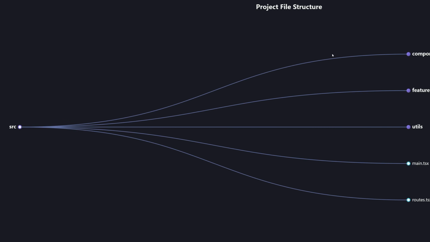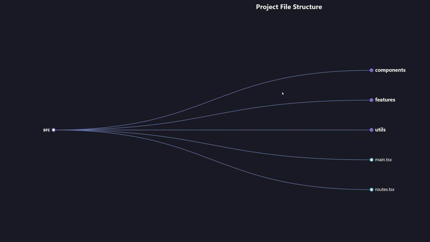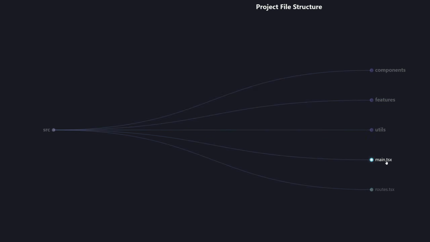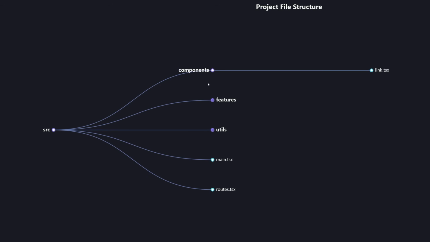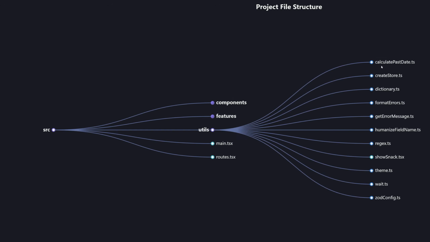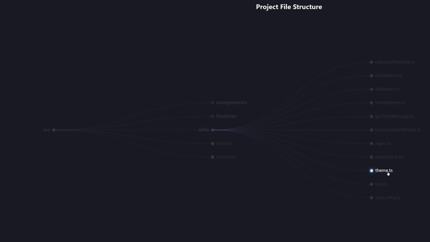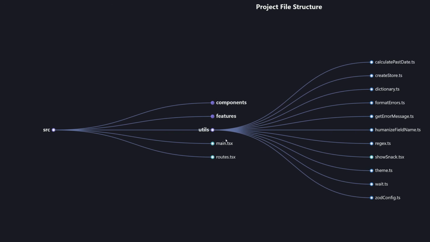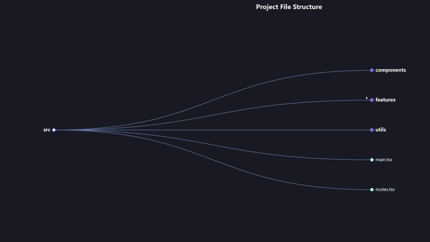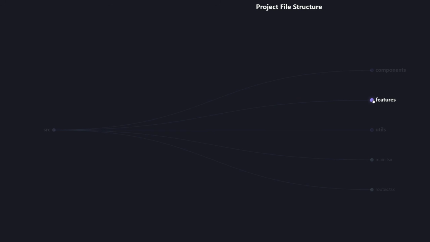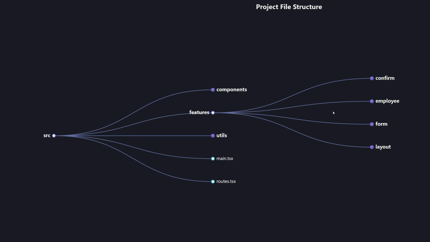This is our src folder, and inside our src folder, we have a very common React folder structure like this: our shared components here, which are in this folder, our utilities, like formatting the errors, our dictionary, our regexes, our theme, Zod config, and so much more are in this folder. And also, most of our time is going to be spent on this features folder, where all of our important features are listed here.